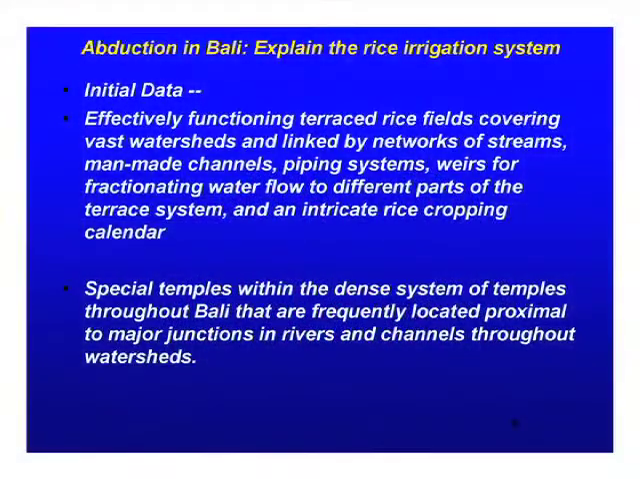Additional data that's there, which may seem a bit strange at the start, but a lot of questions can be raised, as you'll see from some of the photos I want to show you. There are special temples within the dense system of temples throughout Bali, and they're frequently located proximal to major junctions in rivers and channels, and this occurs throughout the watersheds. So why mention all these temples?